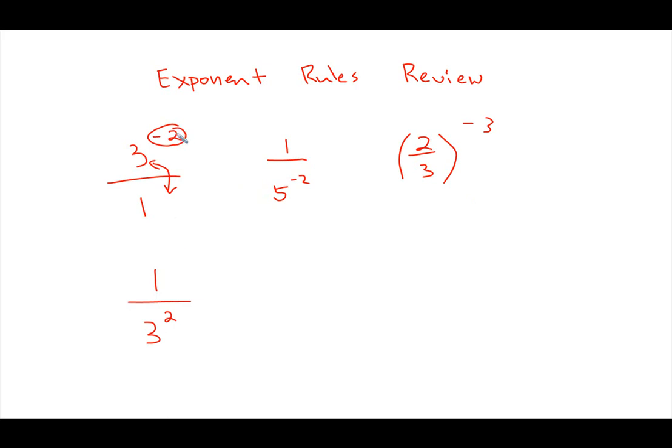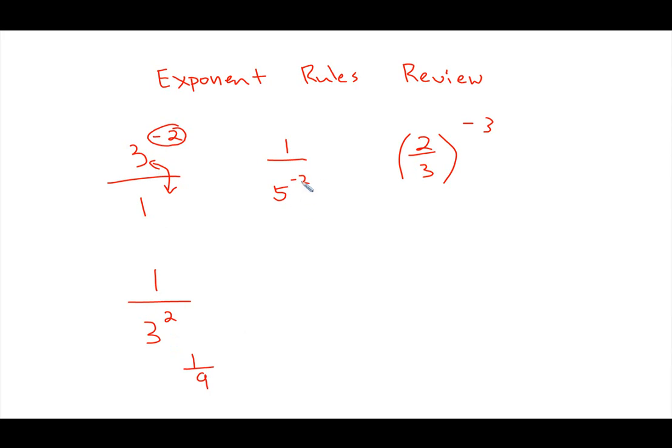2nd power now. Right? So once we take the 3 and we move it to the bottom, then the exponent becomes positive, right? So that's how you make a negative exponent positive. If the base is on top, move it to the bottom, right? So the final answer for this would be 1 over 9.